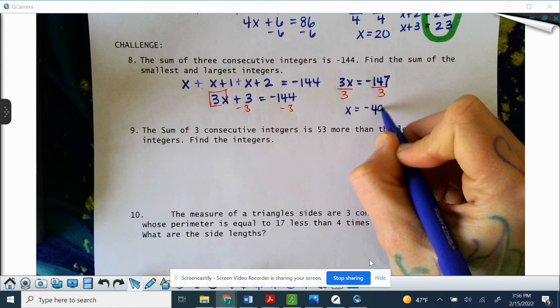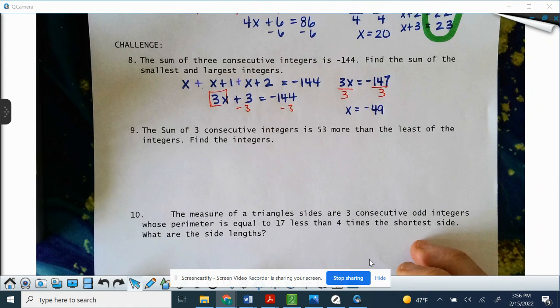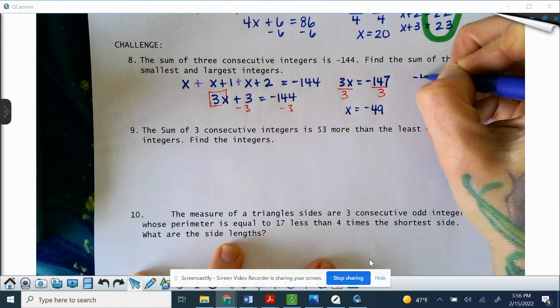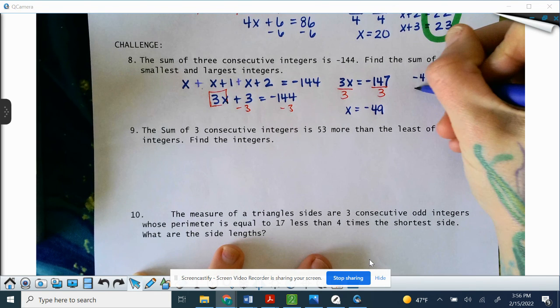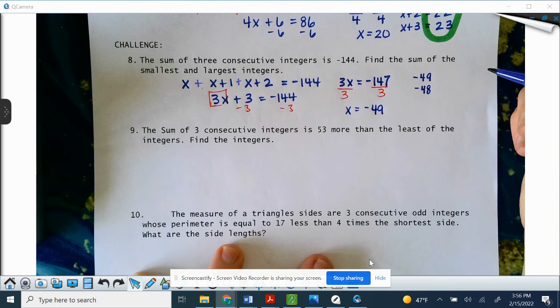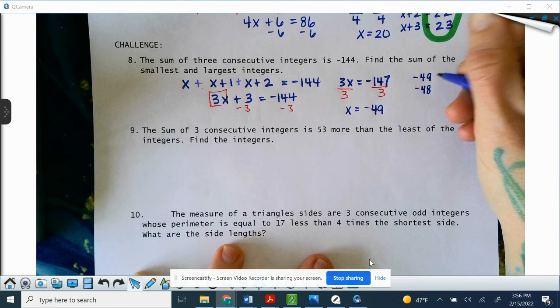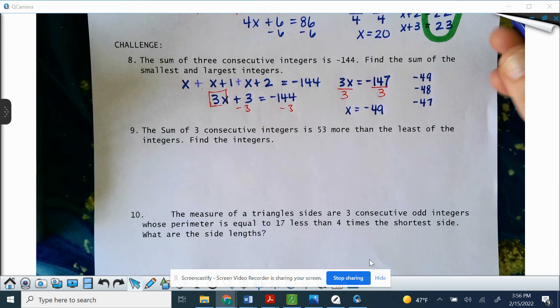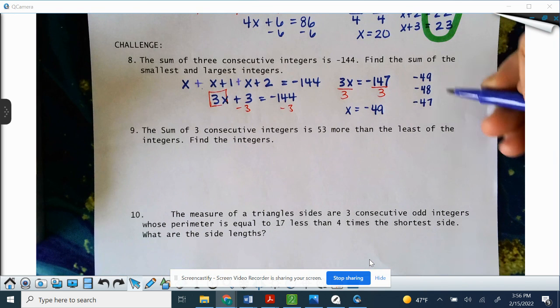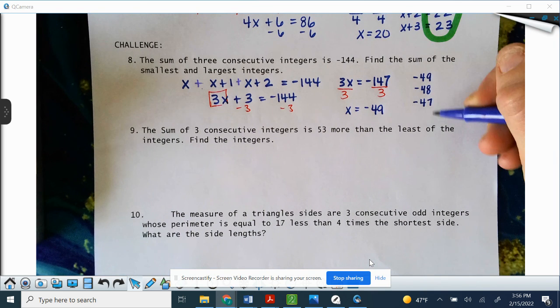Now, before you even read the next part, let's go. Negative 49 is x. x plus 1, so negative 49 plus 1 is going to be negative 48. And then plus 2 from negative 49 is going to be negative 47. But because it's 1, 2, we're adding positives to a negative number, so they get closer to 0.